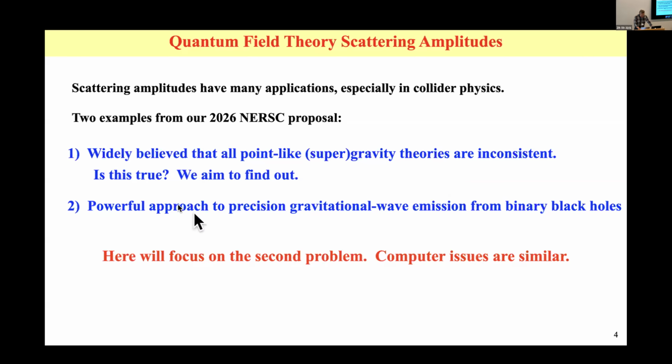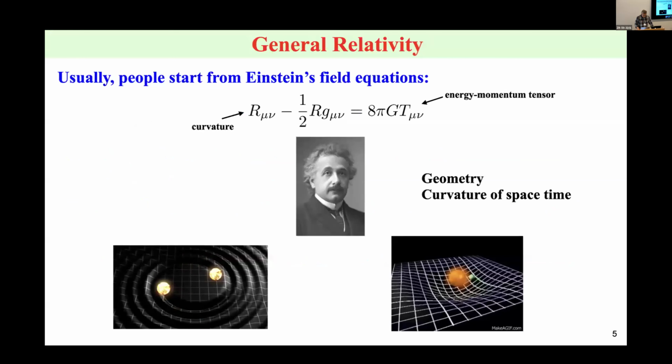Okay, the one I'll be talking about right now, since it's a short talk, is the idea of using quantum field theory methods for gravitational wave emission from binary black holes. In fact, the computer problems are almost the same. It's always the same issue: how do you do some integrals, Feynman loop integrals. That's standard in quantum field theory. And those loop integrals appear in both of these problems and also, of course, in collider physics.